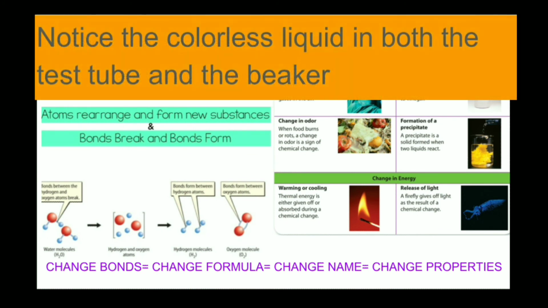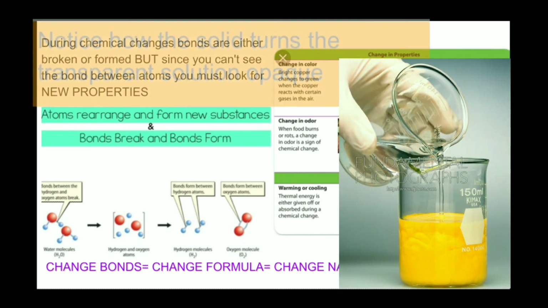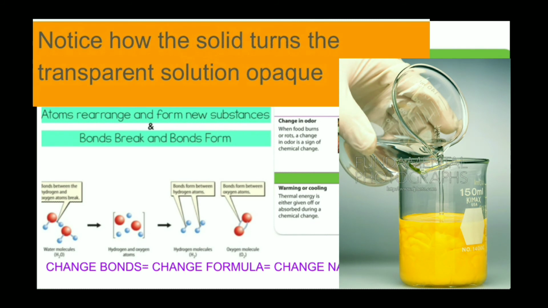The fourth indicator of a chemical change is the formation of a precipitate. A precipitate forms when two liquids are mixed together and a solid forms. It is called a precipitate because, given time, the solid will fall to the bottom of the container, just like rain falls from the sky.